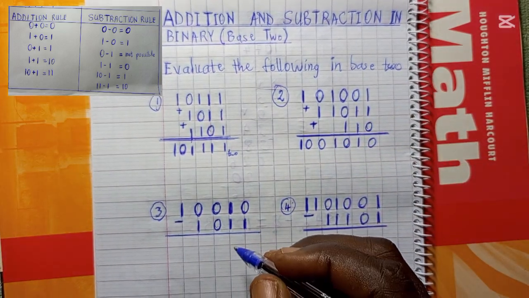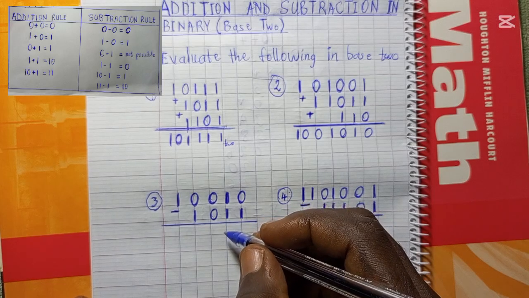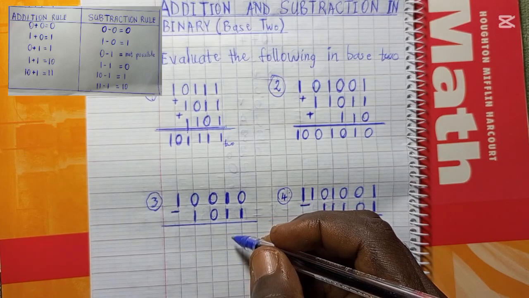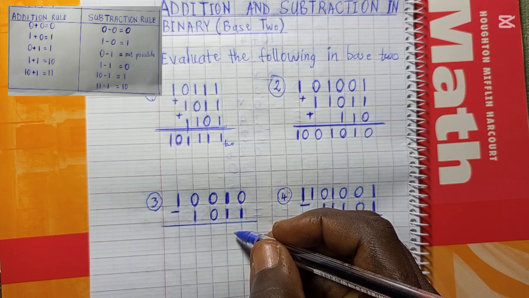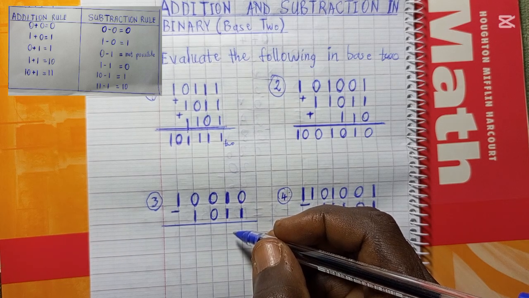So for the number 3, this one is quite a little different. It's a little bit difficult, but I'll walk you through how you can go about this.